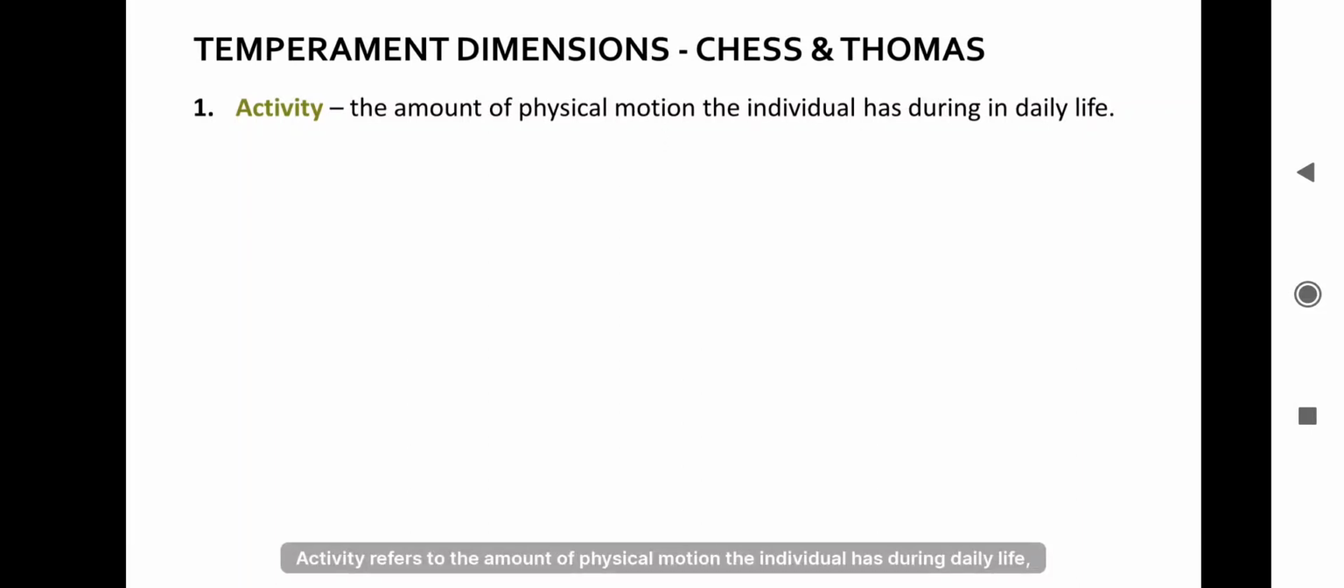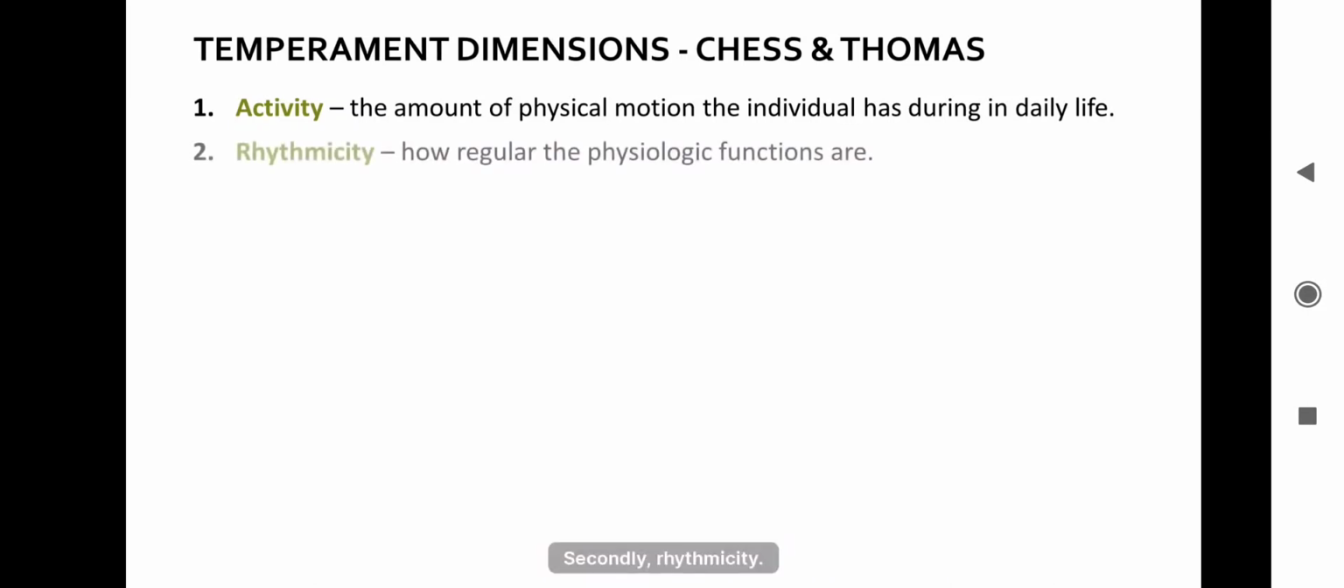Activity refers to the amount of physical motion the individual has during daily life. For example, during sleep, eating, playing, dressing, bathing. Secondly, rhythmicity is how regular the physiologic functions are. For example, hunger, sleep, elimination.